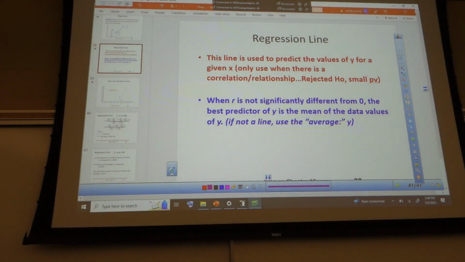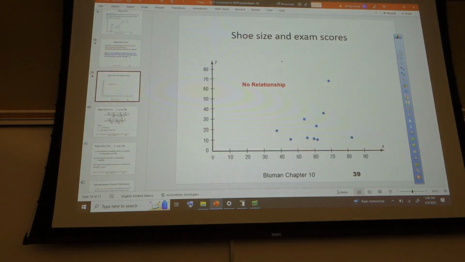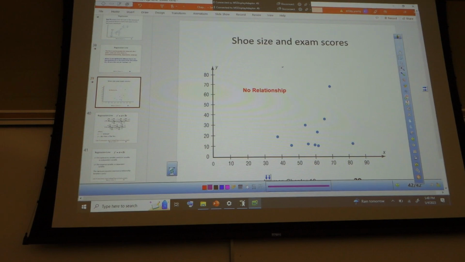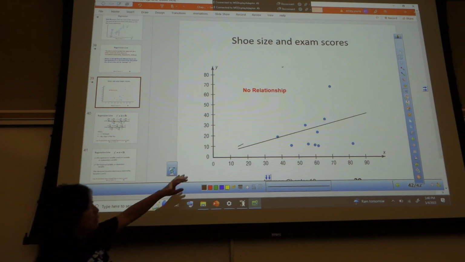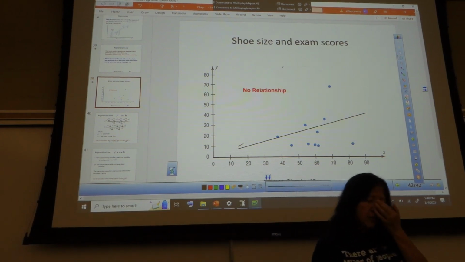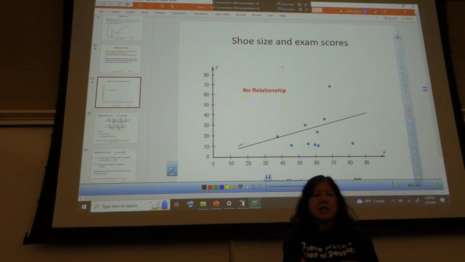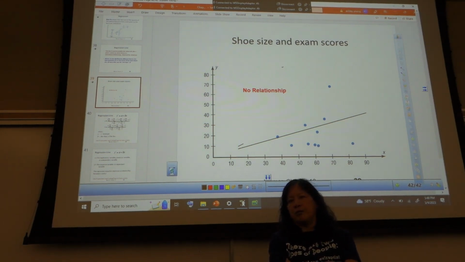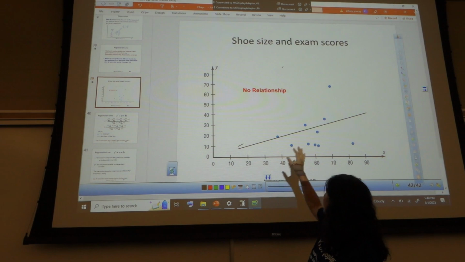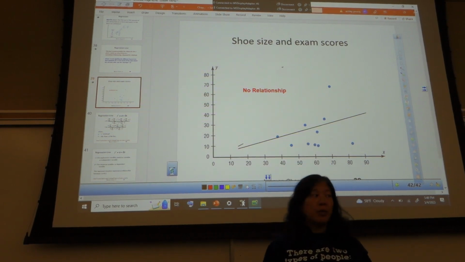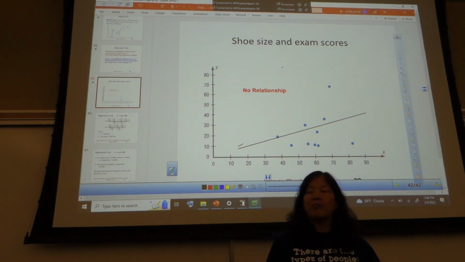And I'll show you what we're talking about here. For example, shoe size and exam scores. I can make a line for this. Like that there. You can find a line for any data, right? That's the least squares line. But who thinks that shoe size and exam scores are related? They are not, right? But there will be a line that will occur for it.